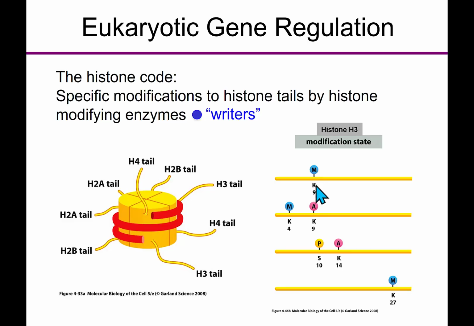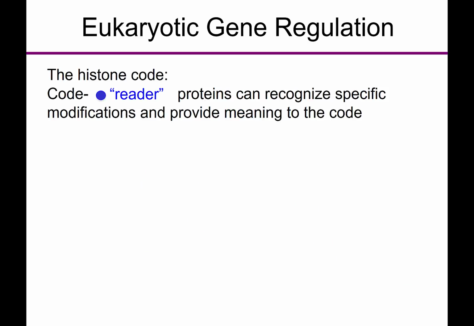It might be methylated. You can also have the 4th amino acid and the 9th amino acid modified. Say this one's methylated, this one's acetylated. Or maybe the 10th amino acid, which is actually a serine, gets phosphorylated. The 14th one gets acetylated. There are all sorts of different modifications that can occur on the tails, and all sorts of different histone modifying enzymes, known as writers.